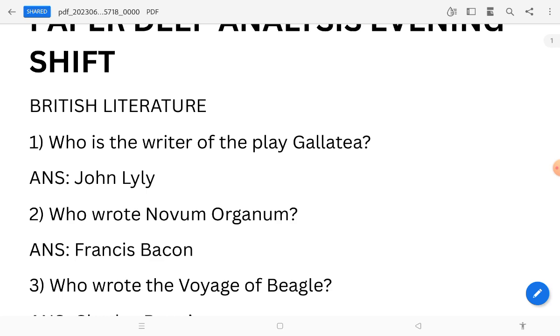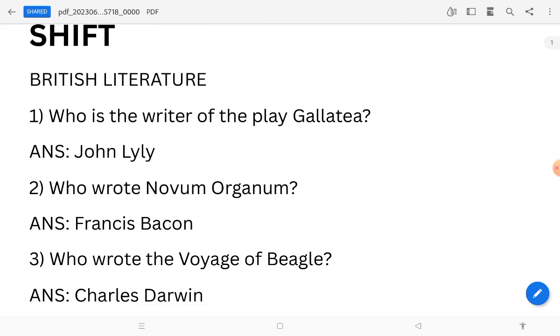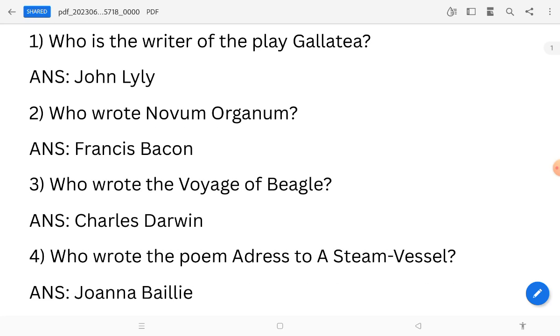So, British literature. Who is the writer of the play Galatea? The answer will be John Lilly. They always focus on Elizabethan dramatists. So, the writer of Galatea is John Lilly. Then, question number 2. Who wrote Novum Organum? And the answer will be Francis Bacon. Novum Organum was written by Francis Bacon.